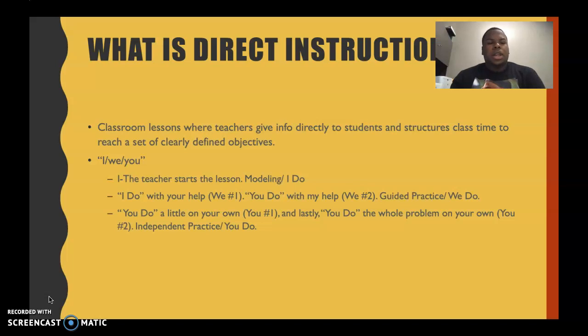What is direct instruction? Classroom lessons where teachers give information directly to the student and structure class time to reach a set of clearly defined objectives. As you can see, we have the I do, we do, you do method listed below.